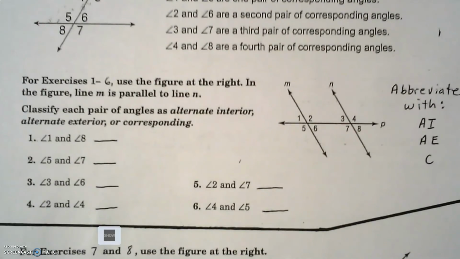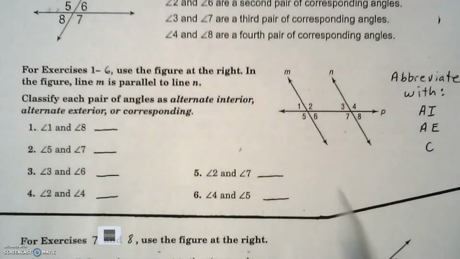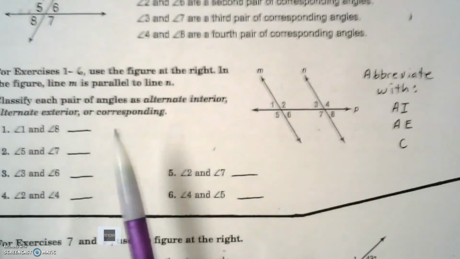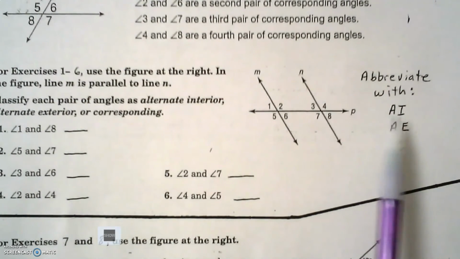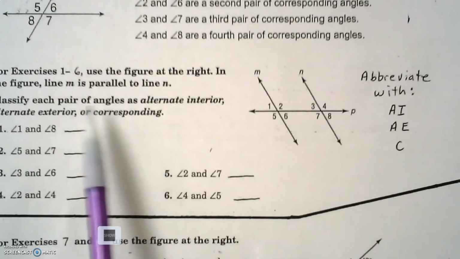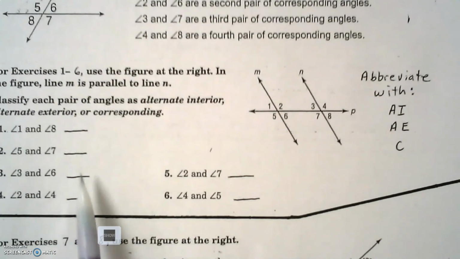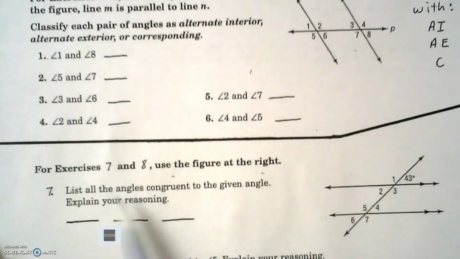So I'm going to leave this up to you, and then the video is finally over, right? I want you to write on these spaces, like angle 1 and angle 8. Are they alternate interior? You can abbreviate over here. Alternate exterior, or corresponding angles. So your answers are going to be AI, AE, or C. It's a vocabulary question.